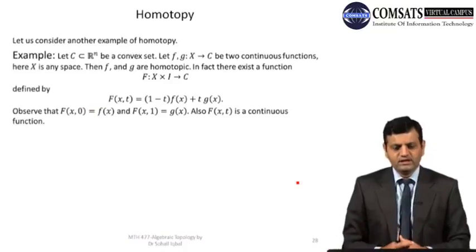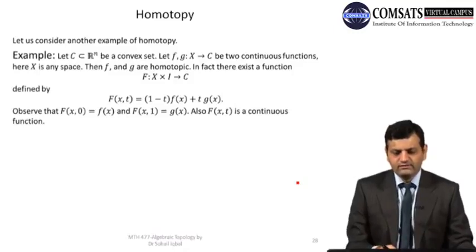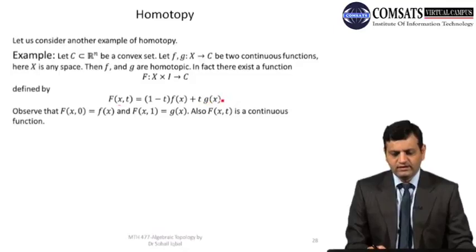Okay, so let C be a convex set, and let f and g be continuous functions from X to C. Then f and g are homotopic. In fact, there exists a function F from X cross I to C defined in the following way: F of (x, t) is equal to (1 minus t) f of x plus t g of x.